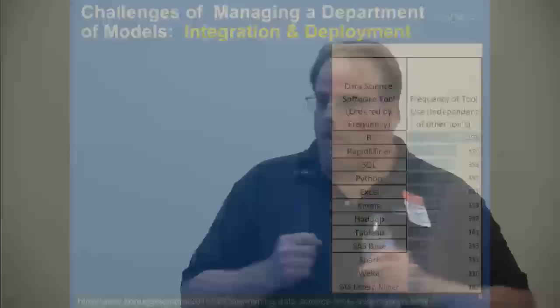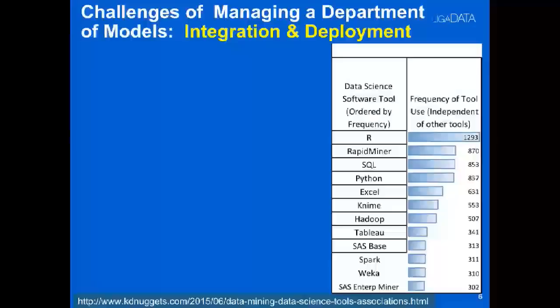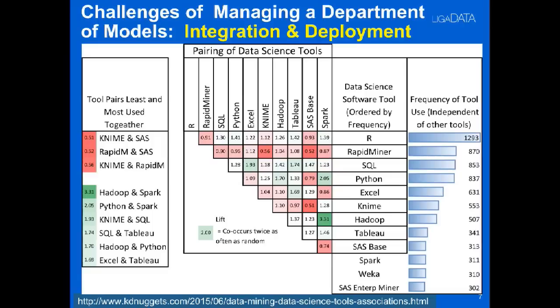So here, also in the survey, they had a ranking of the people using R was the most. And then this is a descending list. So this is just using one tool independent of all others. And then using tools together. So the numbers in the cell, the dark green is Hadoop and Spark. So that would be three times average of using them independently. And then the pink are areas where there's two tools not used very commonly together.